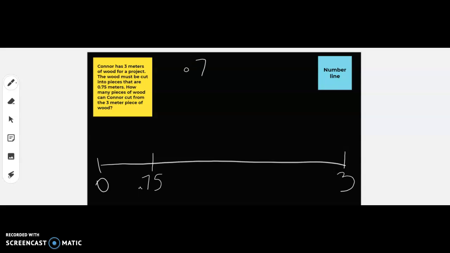So now I've got to figure out, well, how many sections can I do that? In order to do it, I'm going to keep continuing, or skip counting, by 75 hundredths because that's the size of the piece that I'm cutting off.